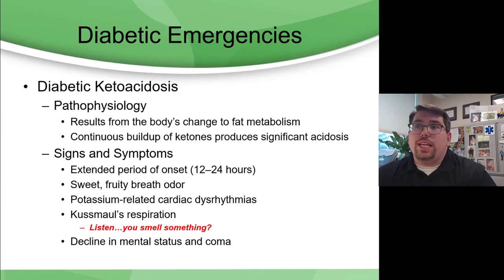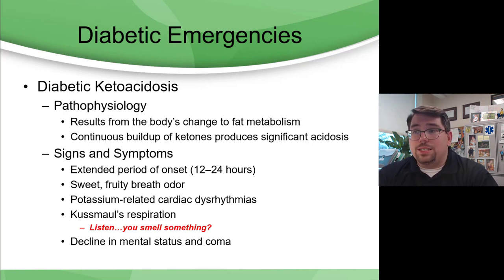Well, that takes us right into DKA. It results from the body's change to fat metabolism, where it's breaking down fats and proteins for gluconeogenesis as that alternative source of glucose. Because of that breaking down of those fats and proteins, you're going to get the buildup of ketones, which really adds a lot of acidosis into the system, lowers blood pH, and creates a metabolic acidosis.